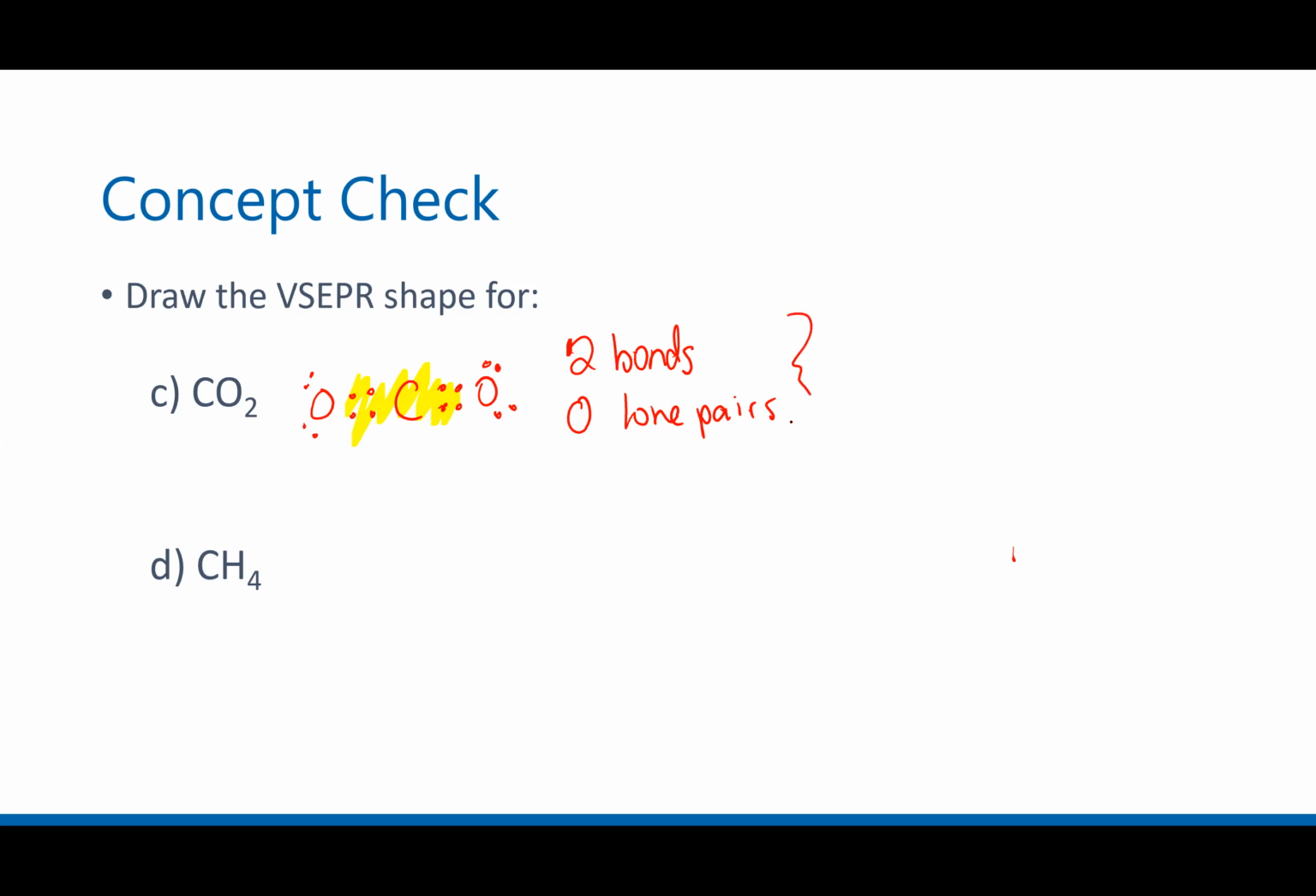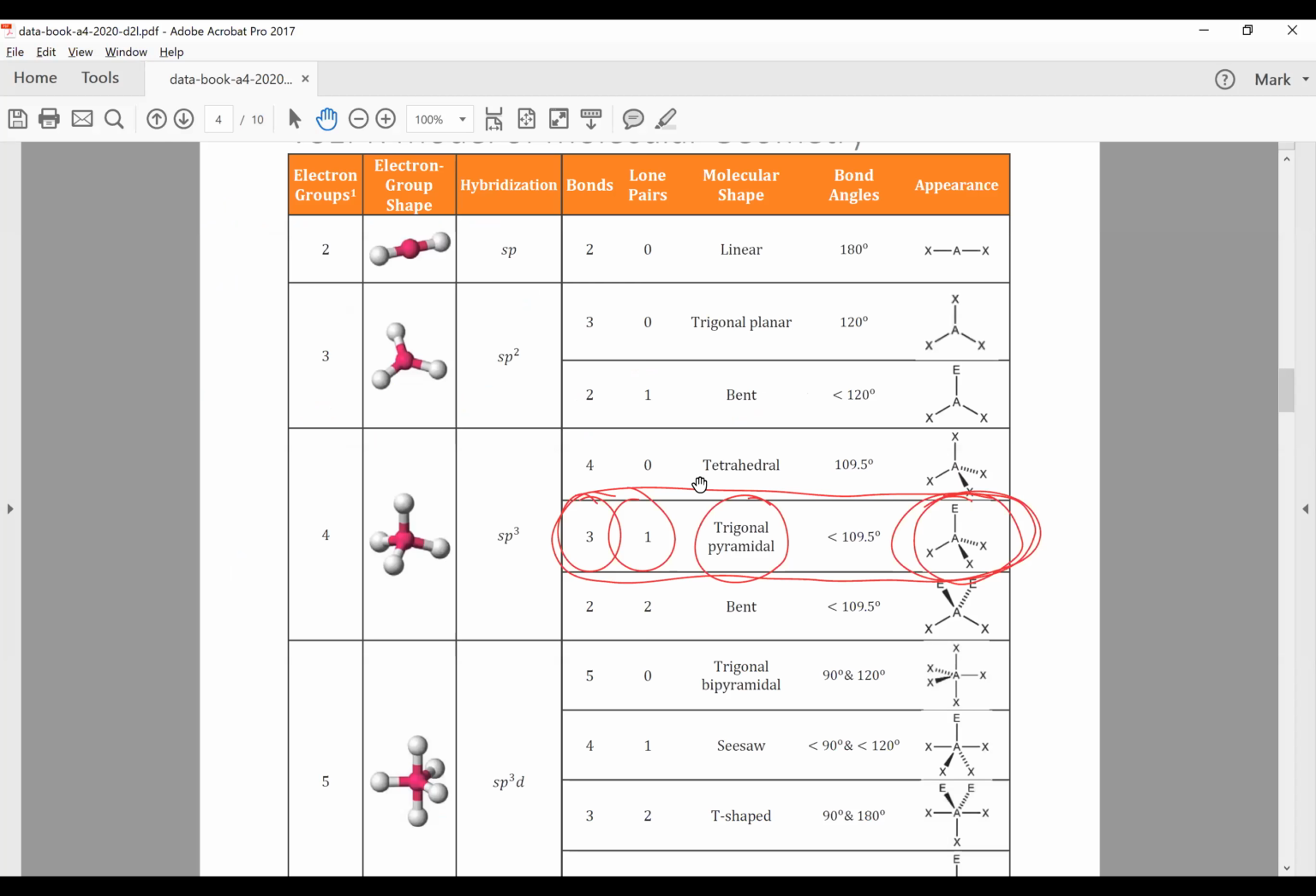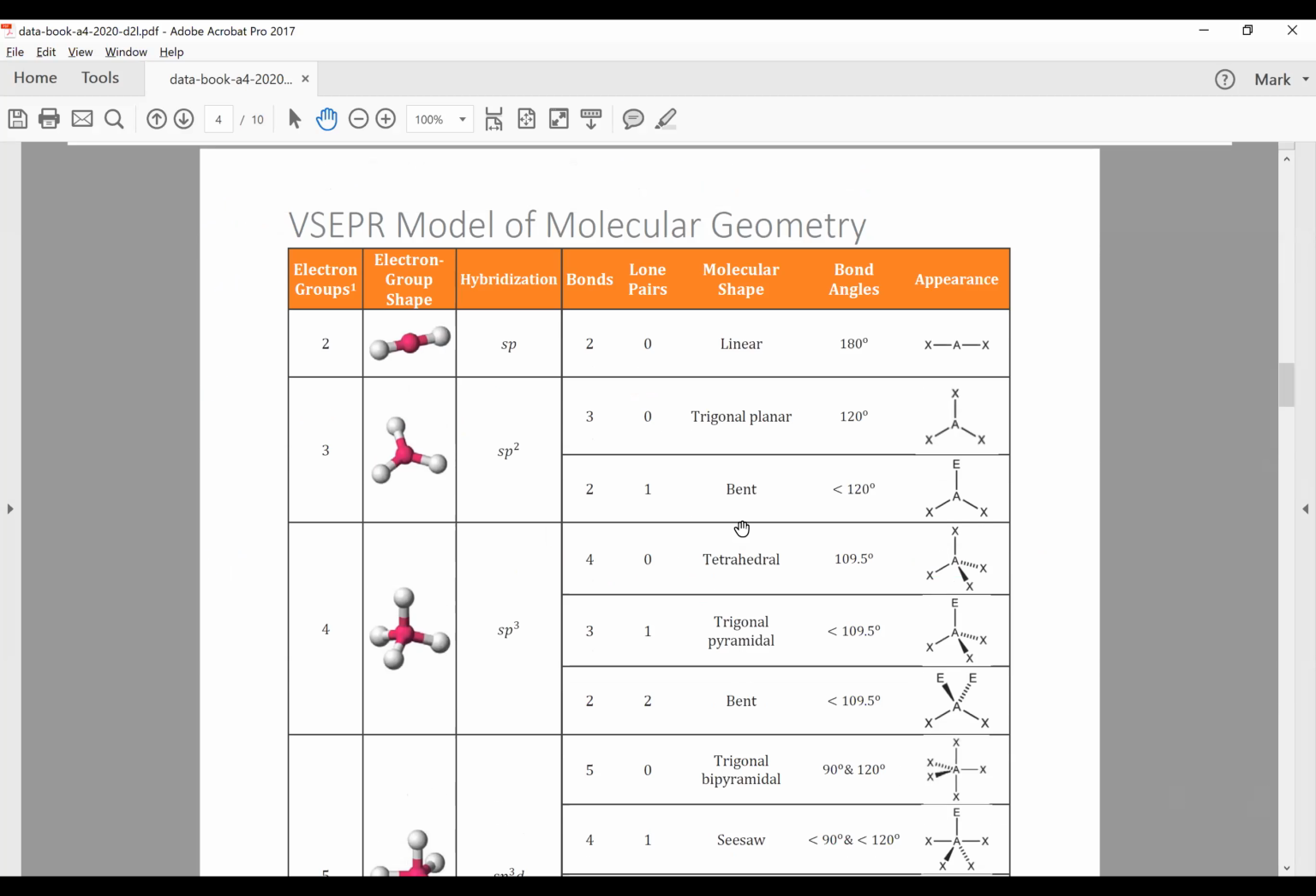All right, so that means I go to my old trusty data booklet. I find 2 and 0. Doesn't this appearance already look like the molecule we have sketched? Look at it. It looks almost exactly the same.